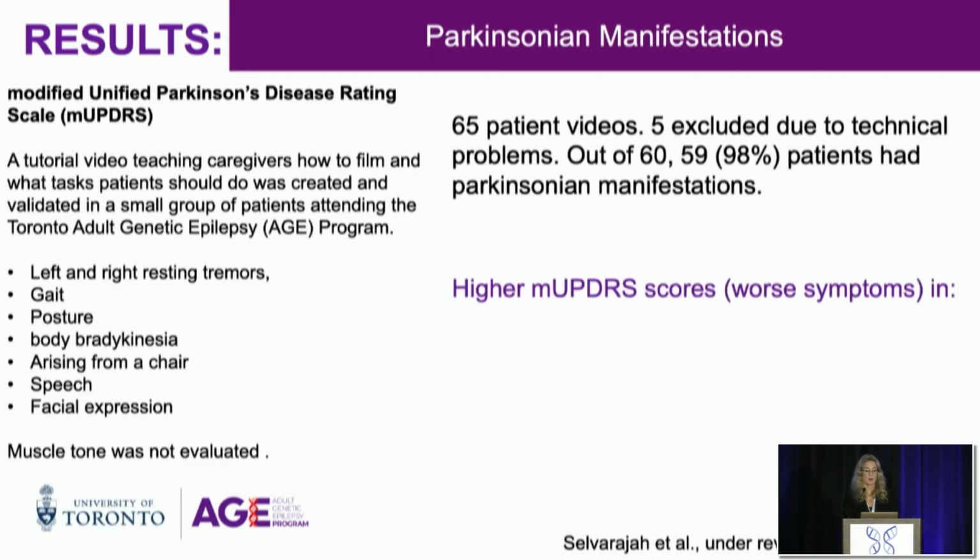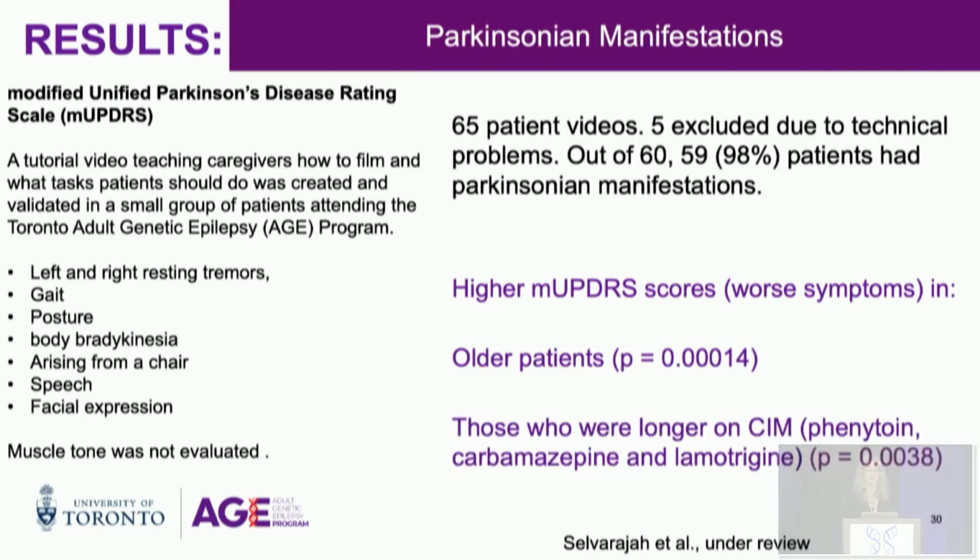What we saw was that the symptoms, and we used a scale to classify this, it's called the Modified UPDRS, Unified Parkinson's Disease Rating Scale. So the UPDRS is the standard to classify Parkinson's disease anywhere in the world. We modified it for Dravet, and we validated this 10 years ago. So we used the same scale. And we saw that the scores were higher, meaning patients were worse, and the older ones were worse than the younger ones. And that was statistically significant.